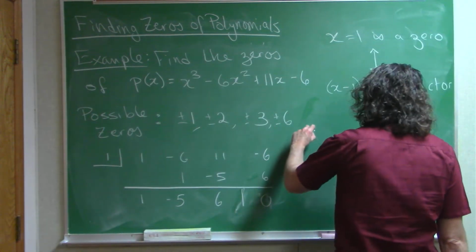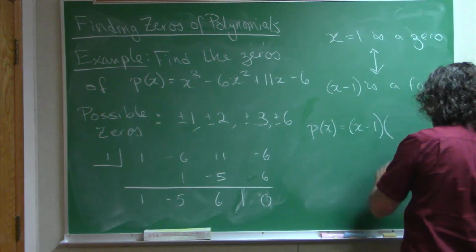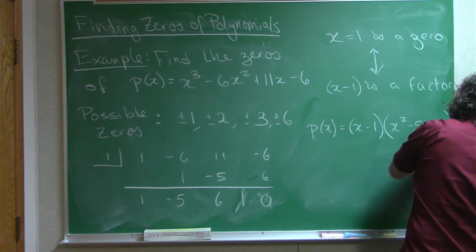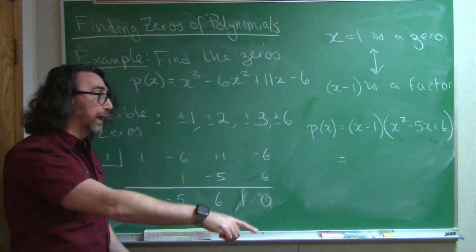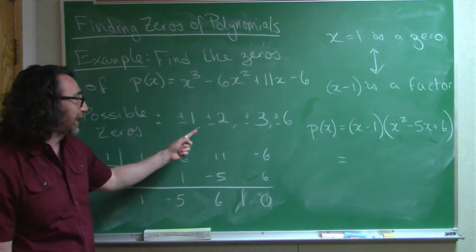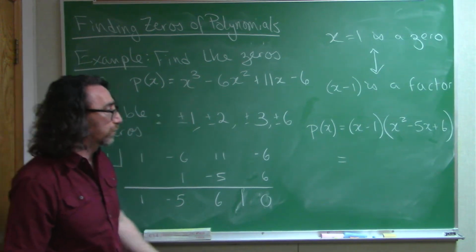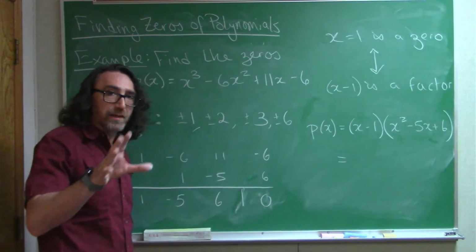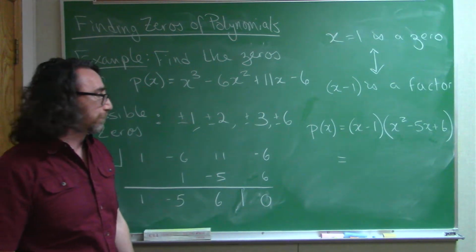So, my original polynomial p of x is equal to x minus 1 times x squared minus 5x plus 6. And now I can focus on factoring that. Okay, I don't need to test every single number on this list. That would be 8 things to test. I know this can only have 3 possible zeros. I've already found one of them. Now I just have to find the zeros of this other factor. So every time you get a hit with your synthetic division, you simplify the problem.